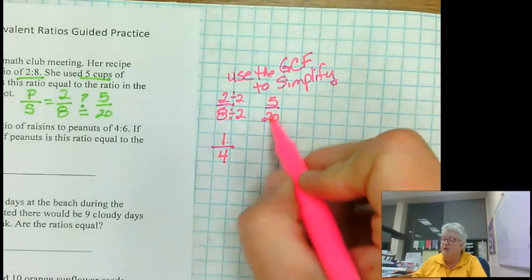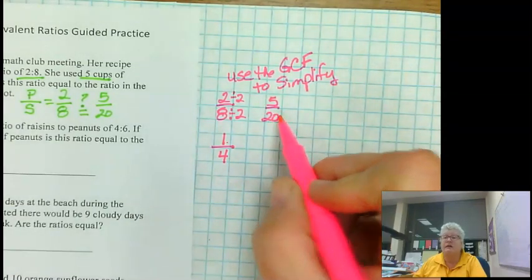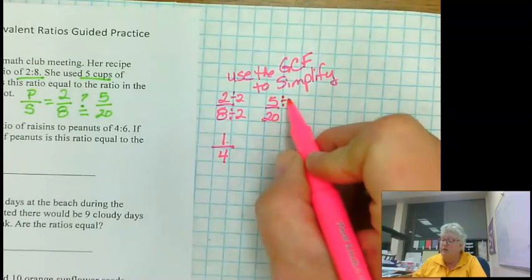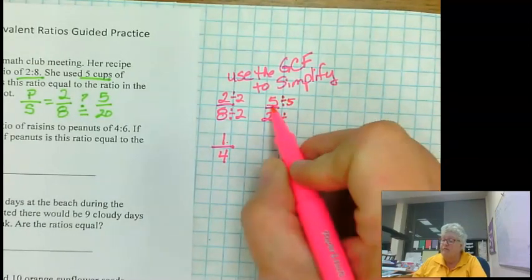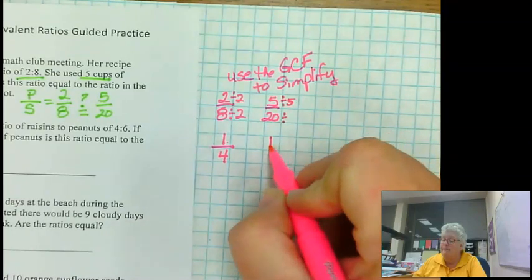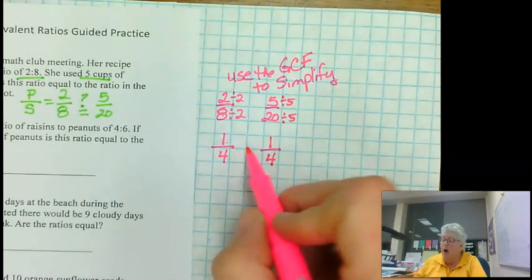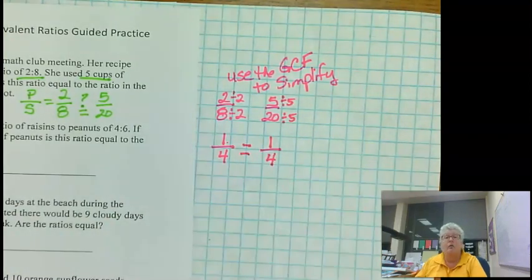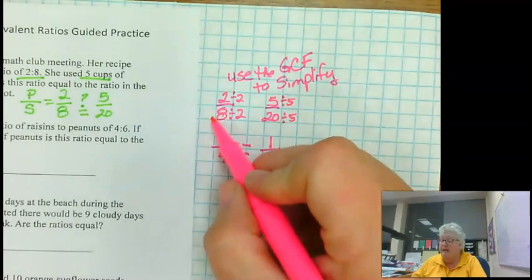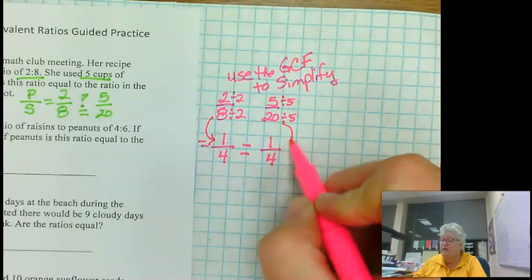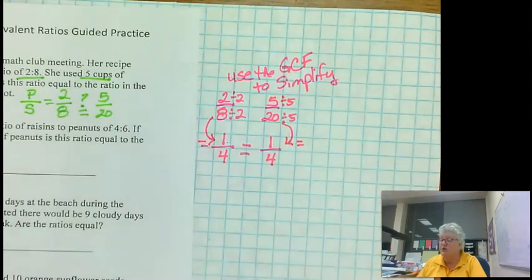Maybe. But I can also simplify this one too, can't I? You can't always simplify both, but this one, 5 and 20, I can divide both of those by 5. 5 divided by 5 is 1. 20 divided by 5 is 4. Look at that. 1/4 is equal to 1/4. And I know that 2/8 is equal to 1/4, and I know that 5/20 is equal to 1/4.